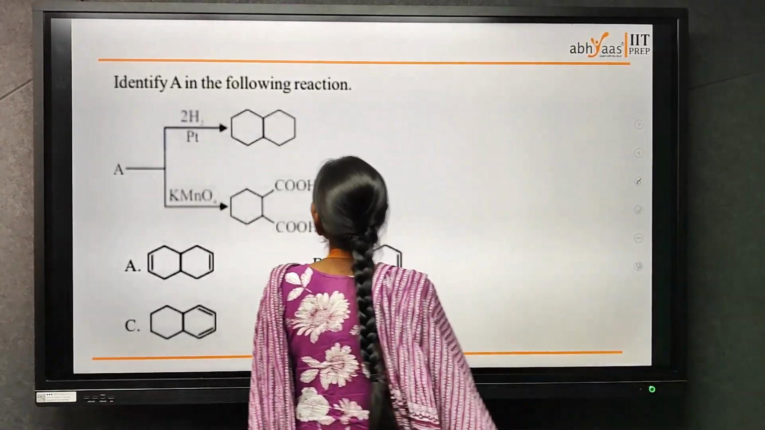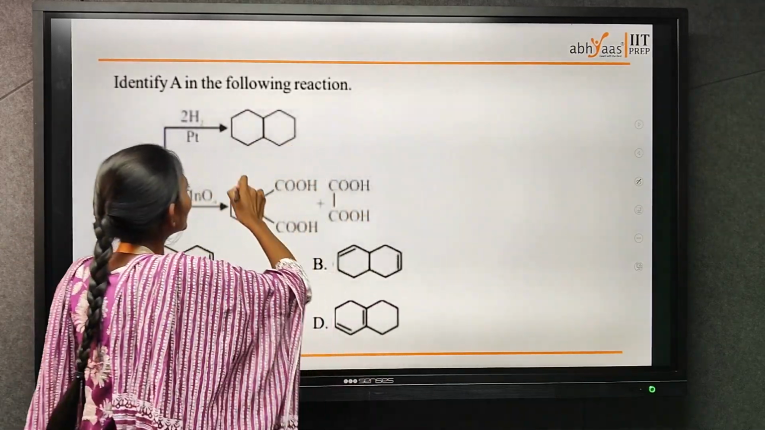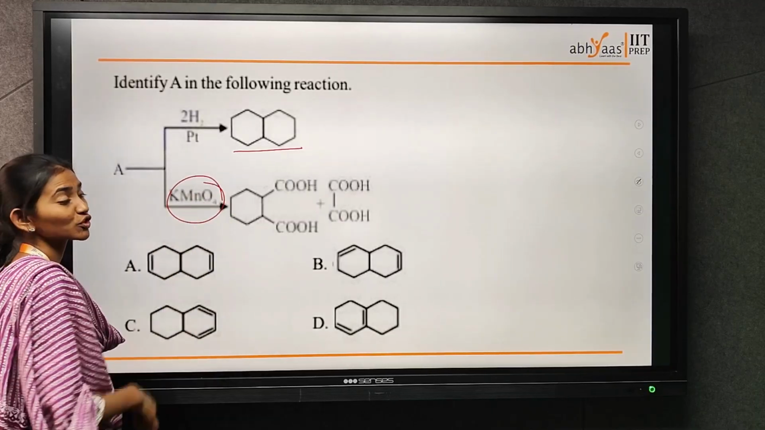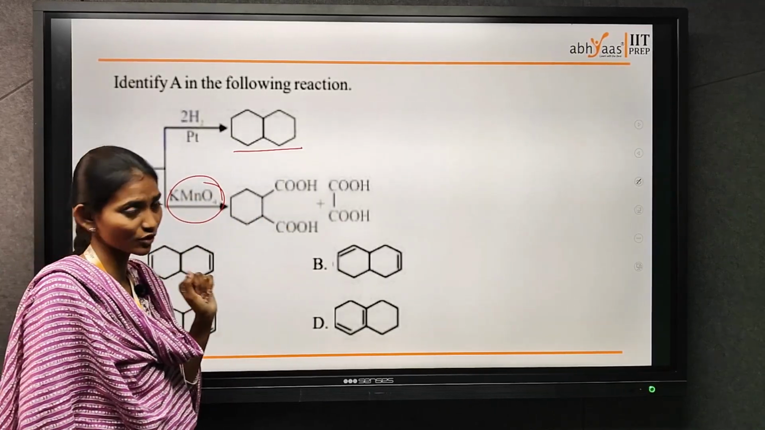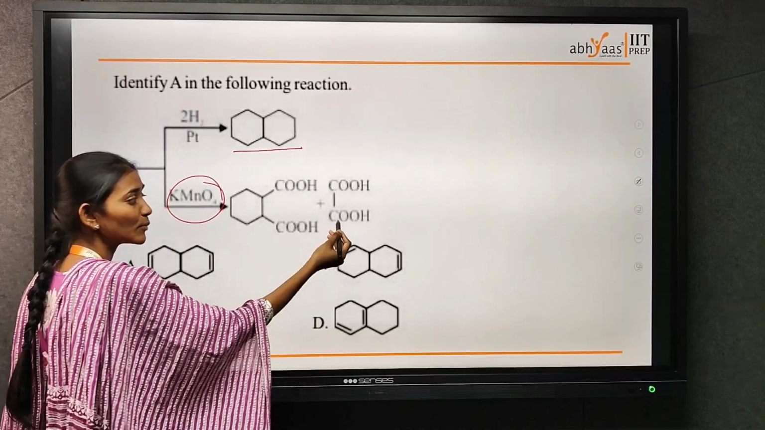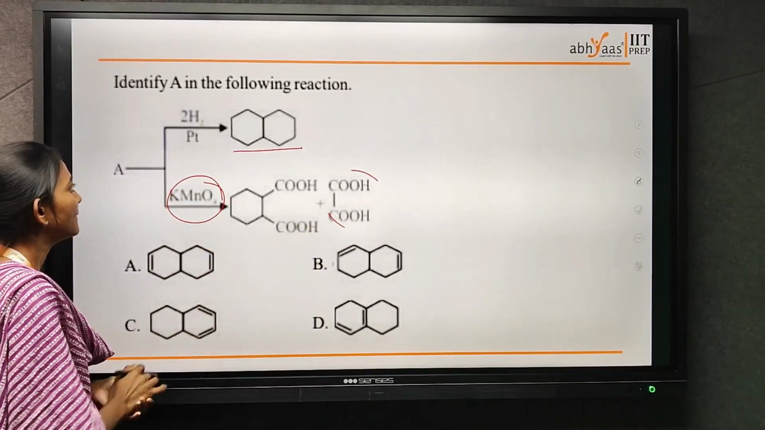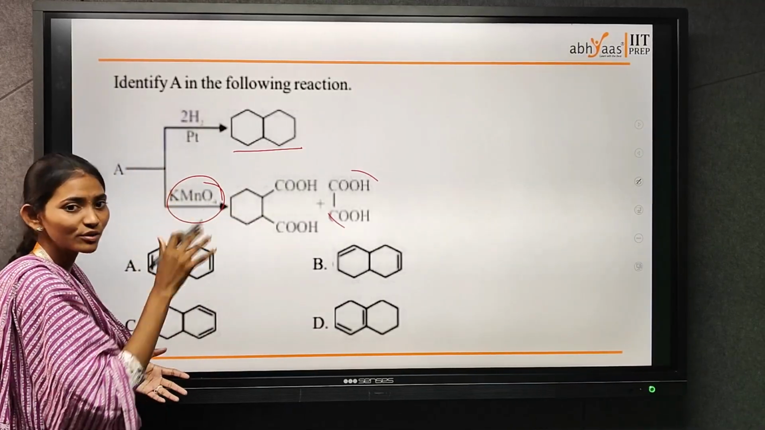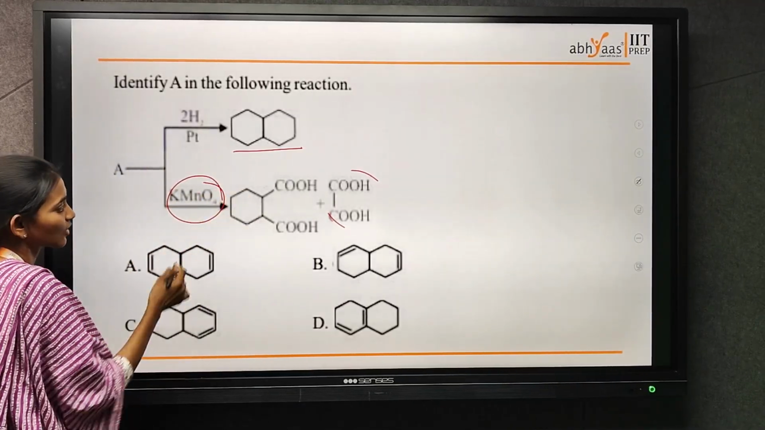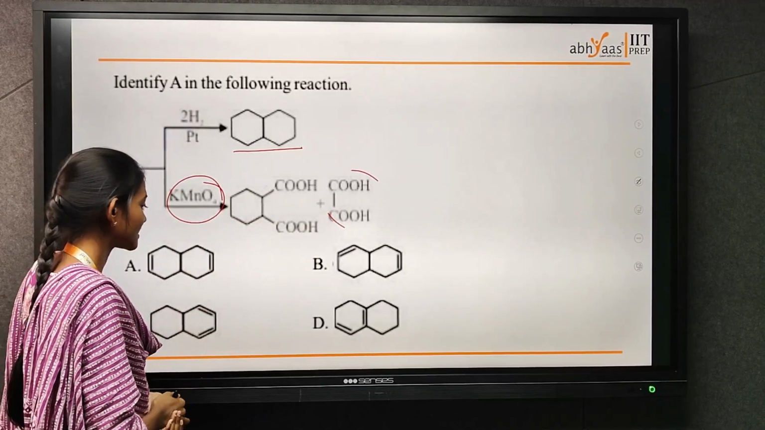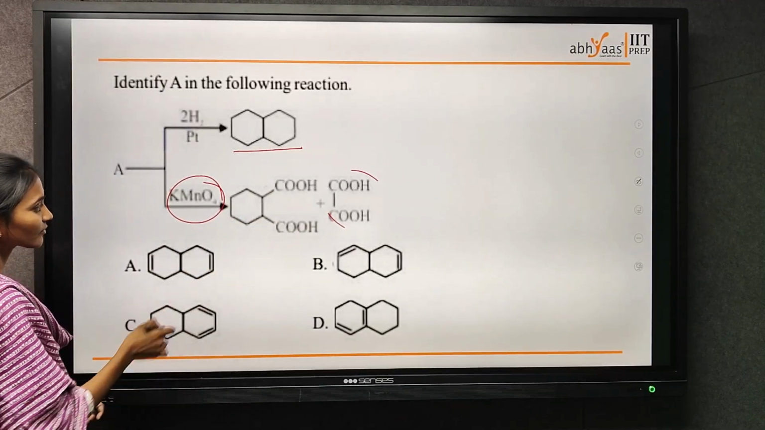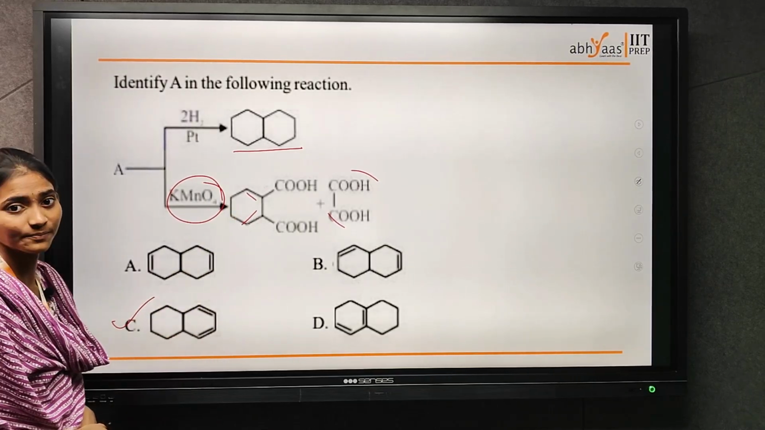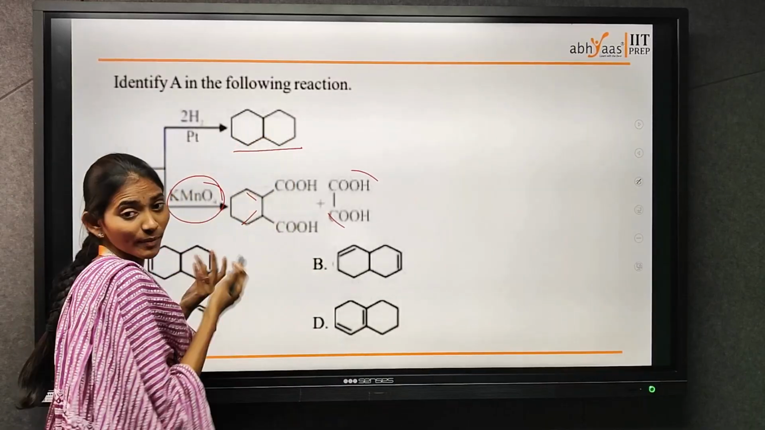Moving on to the next question, identify A in the following reaction. They have given H2 and platinum. We are getting a biphenyl compound. Upon KMnO4, a strong oxidizing agent, we are getting a carboxylic acid compound. Here you can see that isolated carboxylic acid also we are getting. What is happening here? H2 means hydrogenation, so double bonds are reduced here. You can see easily, reduced here. Means option C will be your answer. See, after reducing only, you are getting your biphenyl compound.